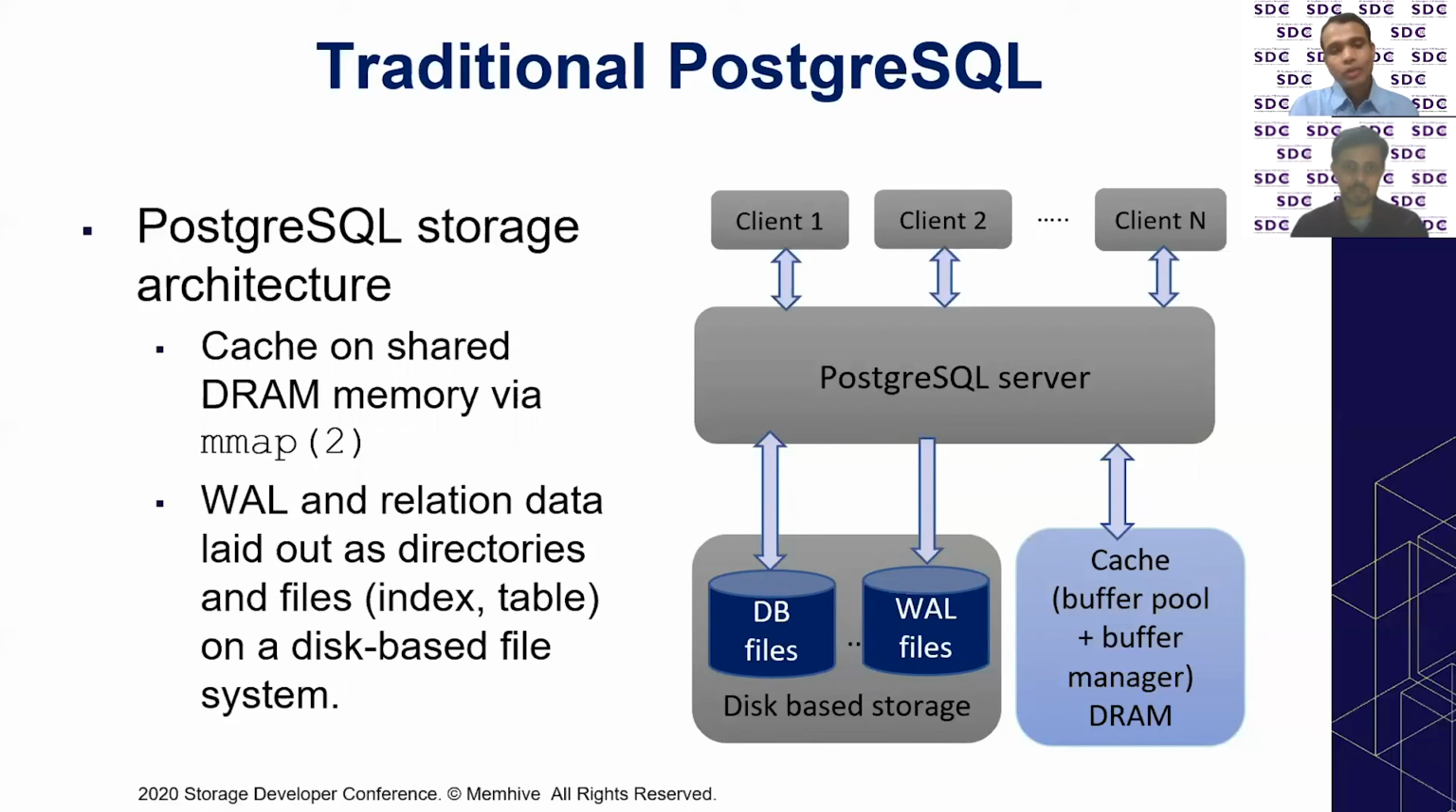Postgres lays out its storage as files on a traditional file system like ext4, XFS, or NTFS. They could be used for storing the write-ahead log, the relational tables, indexes, the commit log, free space maps, visibility maps, and so on and so forth.